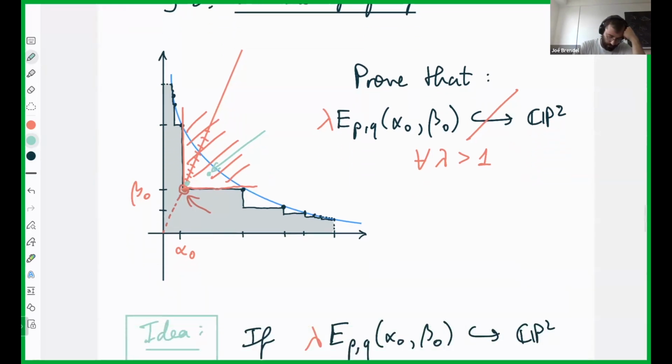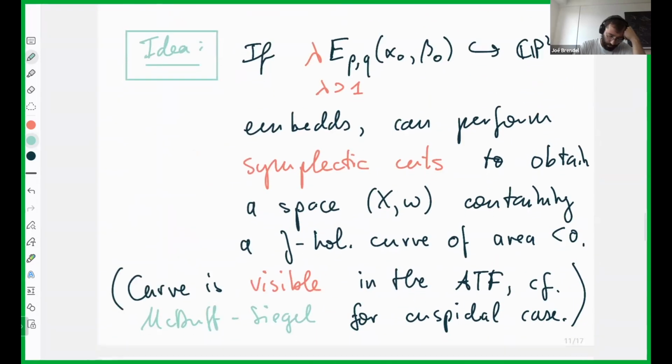So let's try to do that. And first, the strategy is that if such an embedding exists, then in the target space, so in CP2, I can do some geometric operation to it, namely a symplectic cut, to obtain another symplectic space, X omega. And if this lambda was bigger than 1, you can show that it contains a J-holomorphic curve of negative area. So you come to a contradiction. And the curves we look at, you will see in the proof, they are visible in the almost toric fibration.